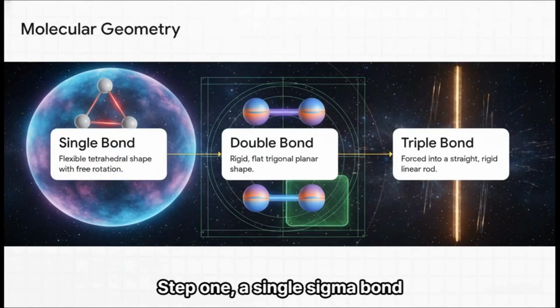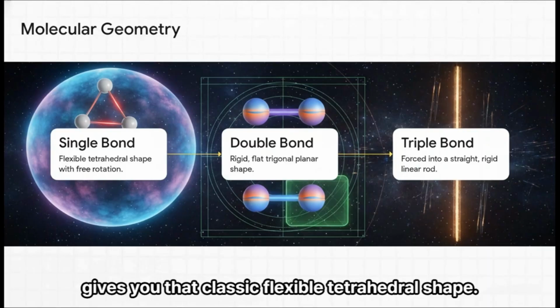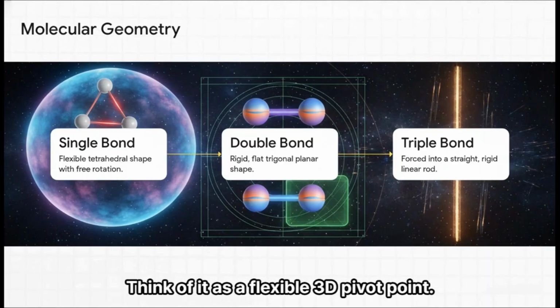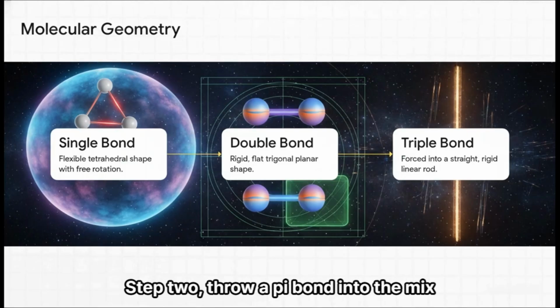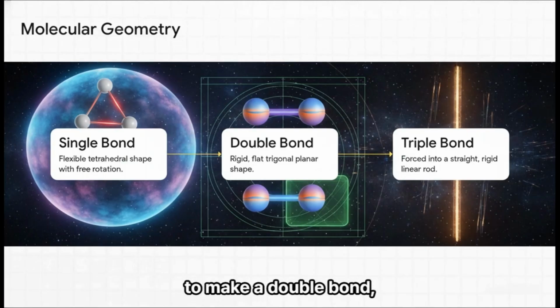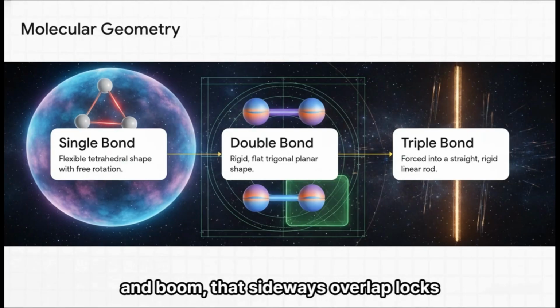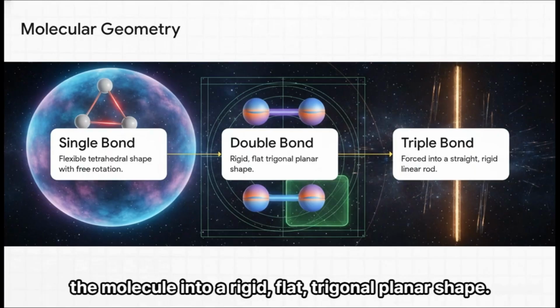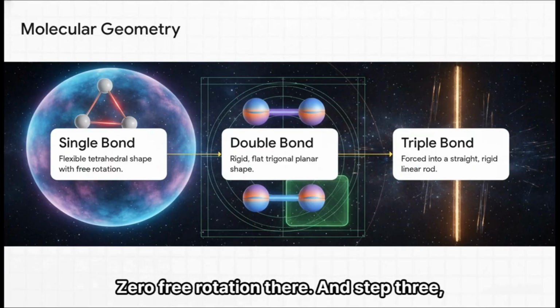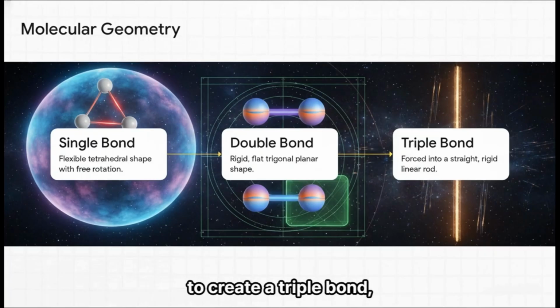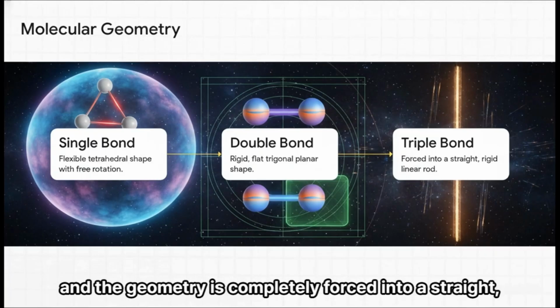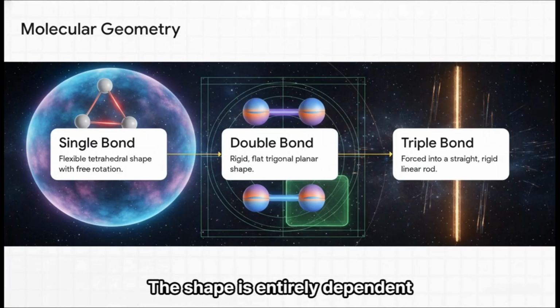Step one, a single sigma bond gives you that classic, flexible tetrahedral shape. Think of it as a flexible 3D pivot point. Step two, throw a pi bond into the mix to make a double bond, and boom, that sideways overlap locks the molecule into a rigid, flat, trigonal planar shape. Zero free rotation there. And step three, add a second pi bond to create a triple bond, and the geometry is completely forced into a straight, rigid, linear rod. The shape is entirely dependent on the multiplicity of the bond.